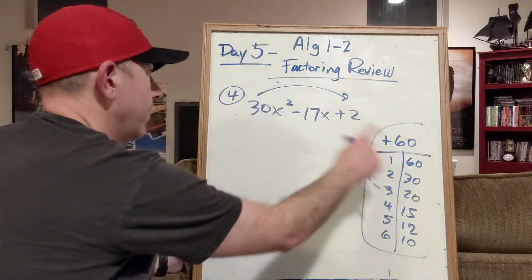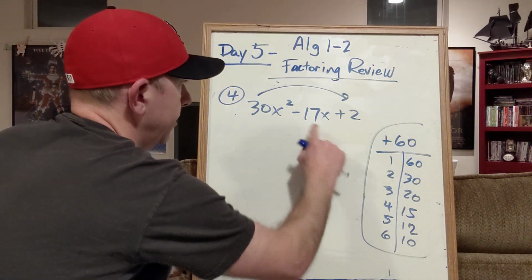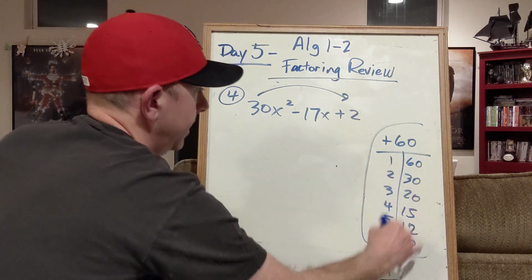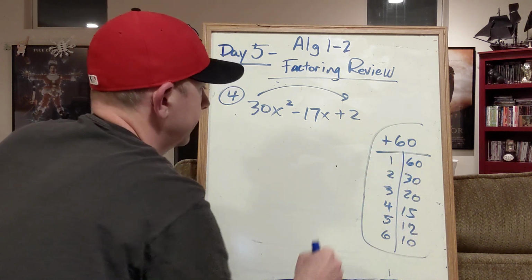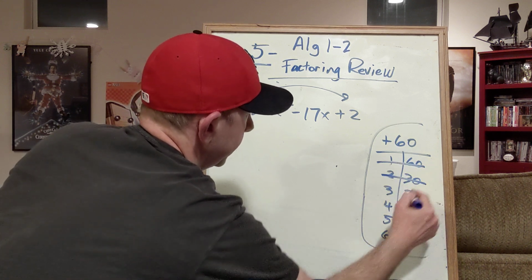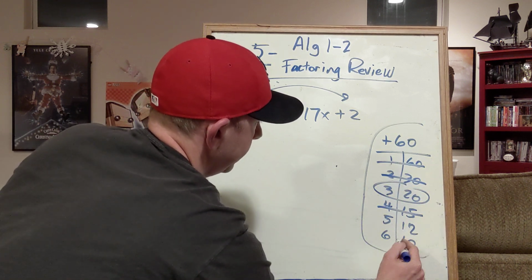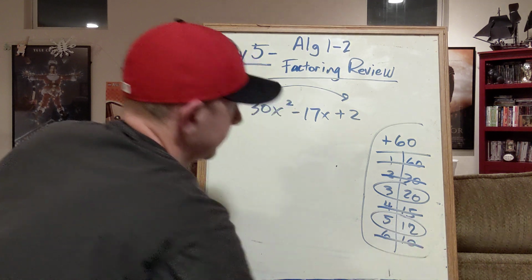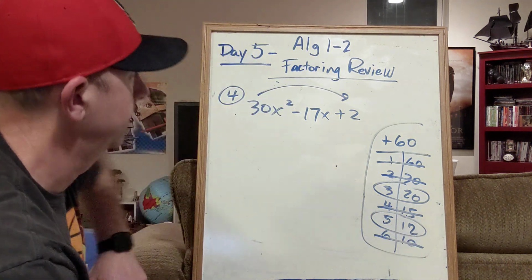Well, we've got all positive, so we want the one where they're both negative, right? Because negative times negative will get me a positive 60. This can be confusing. So this one's out, this one's out. Now this one is interesting, this one's out, this one could work, that one's out. So how do I decide between these two?